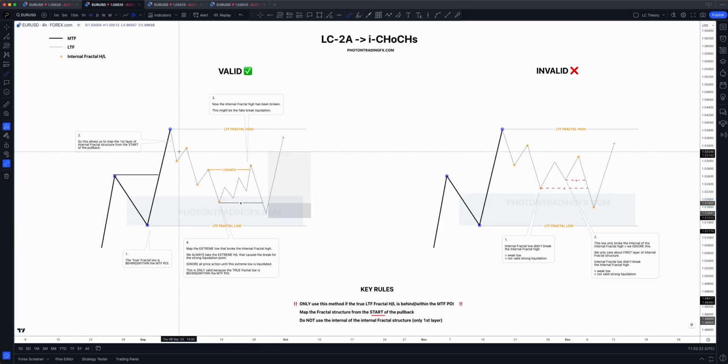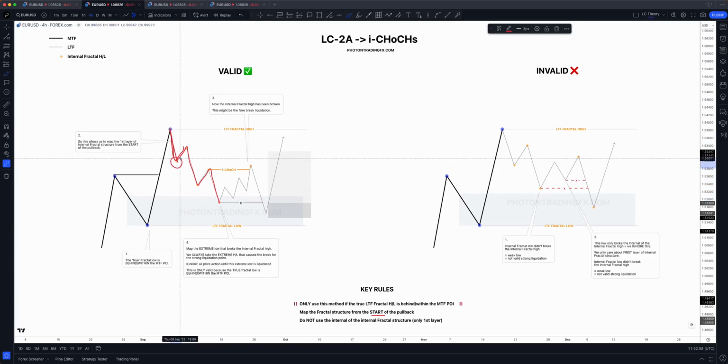But this is the next super, super key point that a lot of people are getting wrong. The way you map your internal fractal structure is you start mapping it from the very start of the pullback up here, okay? So you need to make sure that if the true fractal low is like all the way down here and you're going to use the internal structure, start mapping it literally from the start of the pullback up here, okay? So you'll see that this is the true internal fractal low, right? Then that's the internal fractal high, and you look at these points here, okay? So where I put the orange circles on, those are the internal fractal highs and lows, okay? Because you start mapping it from here.